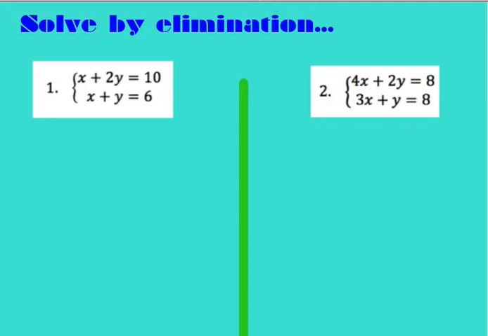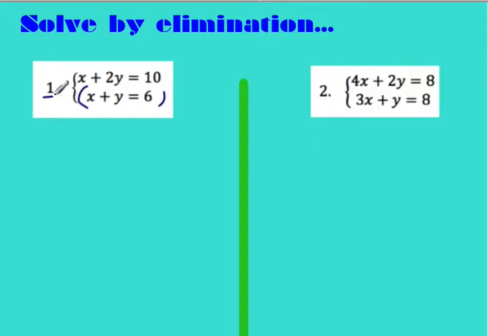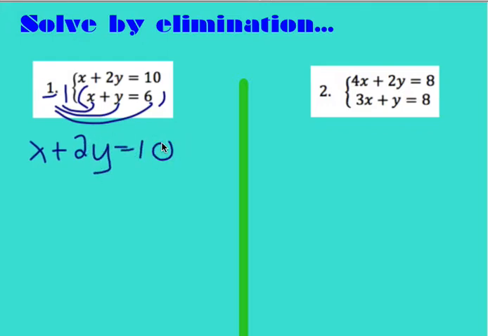For number 1, I noticed that my x's both have the same number on the outside. So all I have to do is make one of them an opposite. To make it an opposite, I'm going to multiply that bottom one by a -1. That means I'm going to change the signs of everything in that second equation. So my top equation stays the exact same, and in my second equation, I am going to flip all of the signs.